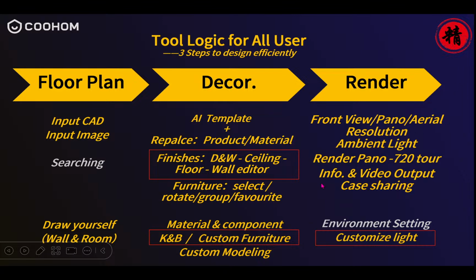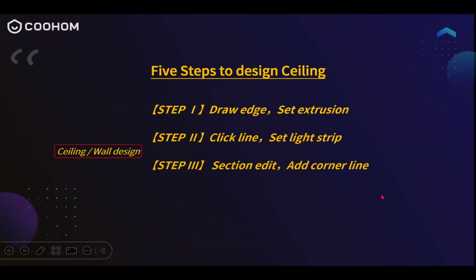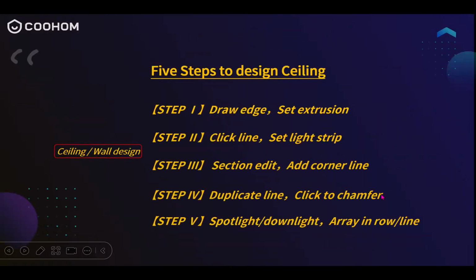First, we will talk about something related to the ceiling. For ceiling, I believe you already know some basic usage: drawing sections and edges, settling the extrusions, and then using the lines and the light strips. Today I will show you more ways to use the light strip to decorate the ceiling and even the entire room. We also have some corner line editing.